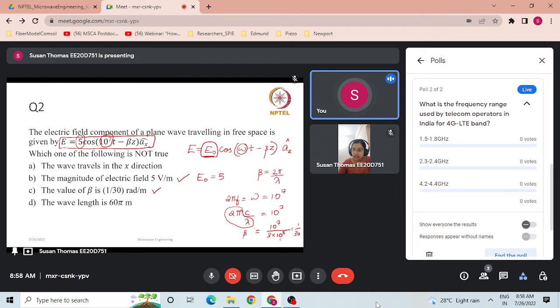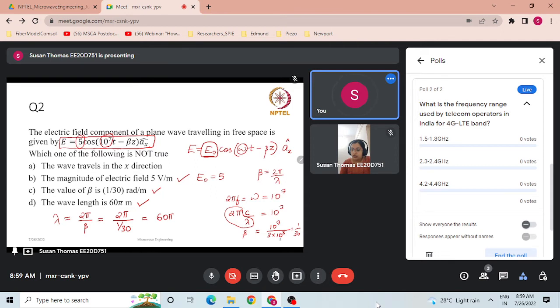Now let me see the fourth option, that is wavelength. As we already seen here, lambda, the wavelength, is 2 pi by beta. So 2 pi by beta is 1 by 30. So I can write wavelength is 60 pi. So the statement D is also correct.